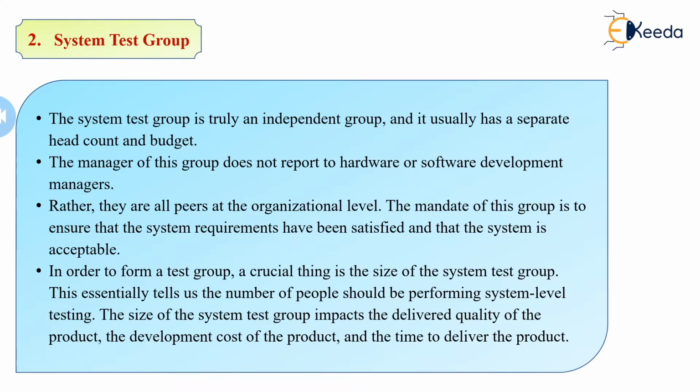Second is the system test group. The system test group is independent and usually has its own headcount and budget, meaning how many people there are, what the budget is, and what resources they use. As an independent group, they are not reporting to anyone. The manager of this group does not report to the hardware or software development manager. So it is independent at the organization level.